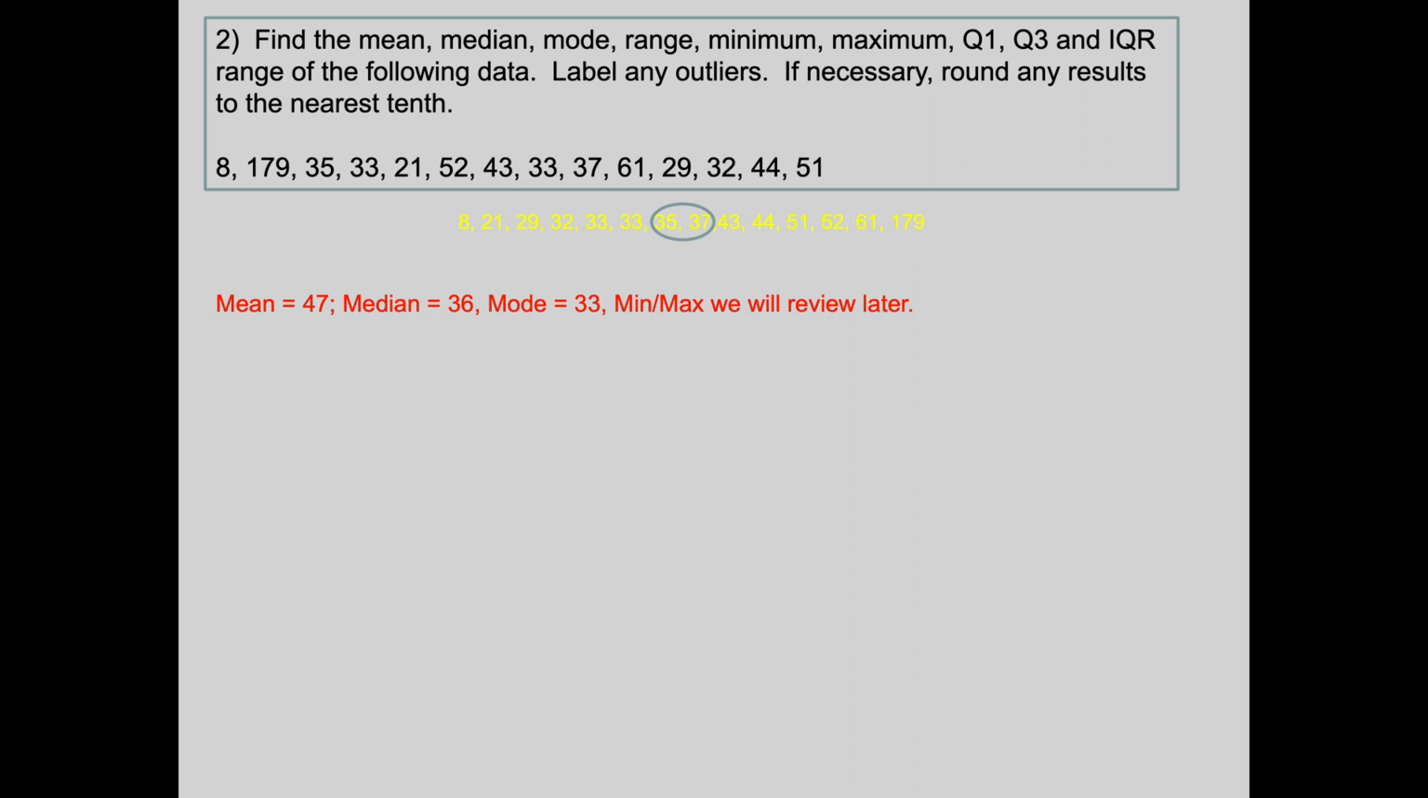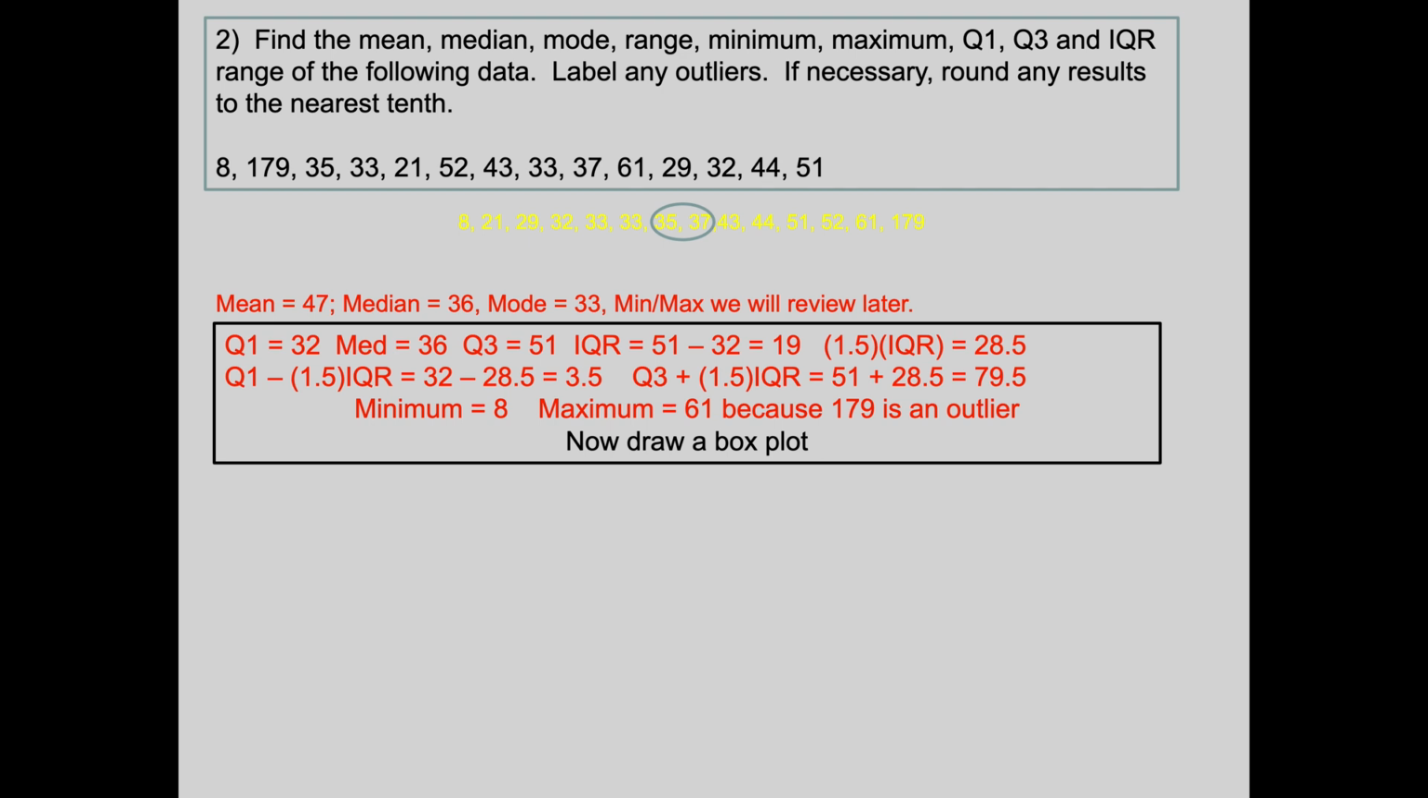So why don't you, right now, try to find the first quartile, the third quartile, the interquartile range, and any outliers, and also if there's a minimum or a maximum, label those, okay? Go ahead, a little stop and start, and then we'll put it up. Okay, so the first quartile is 32.